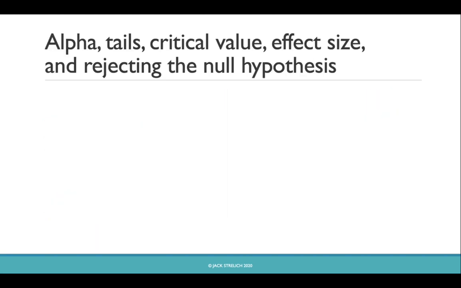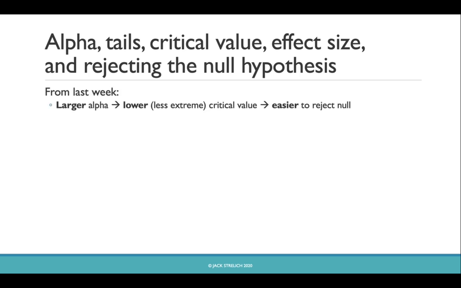To close out this lecture, I'd like to talk a little bit about type 1 and type 2 error. So remember from last week that the larger our alpha value is, the lower, in other words, the less extreme, the critical value is, and thus the easier it is for us to reject the null. Additionally, if we run a one-tailed test, the critical value will always be smaller than a two-tailed test at the same alpha, making it easier for us to reject the null if the effect is in the predicted direction.